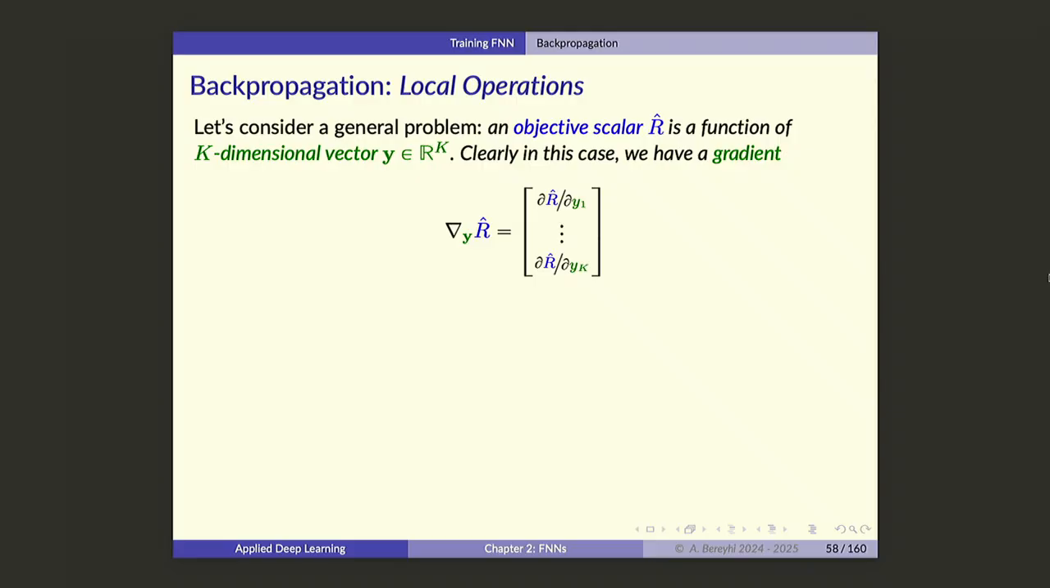Now, the thing is that I do know the gradient of r hat with respect to this particular variable y. What is the dimension of this guy? It's again k, right? So the gradient of r hat with respect to y is going to be, again, a k-dimensional thing.